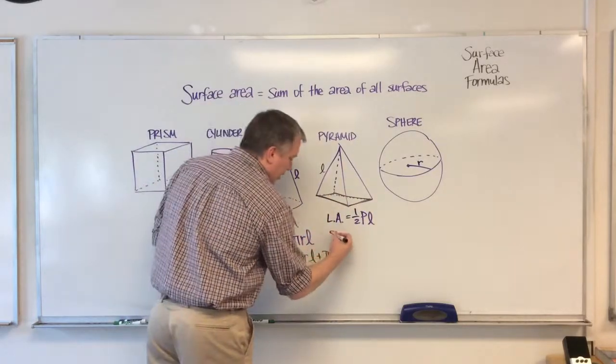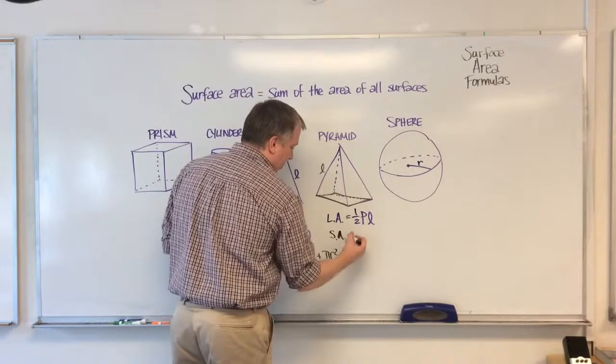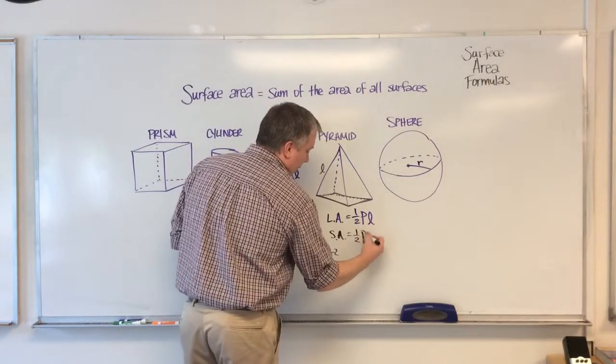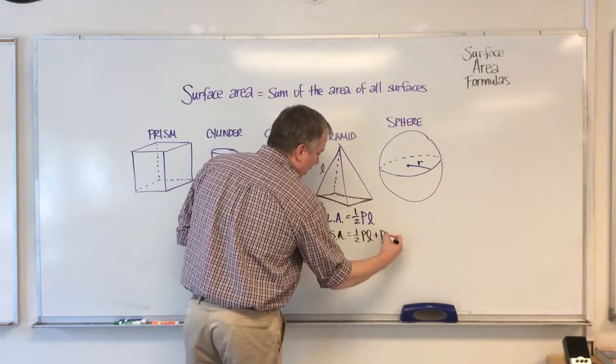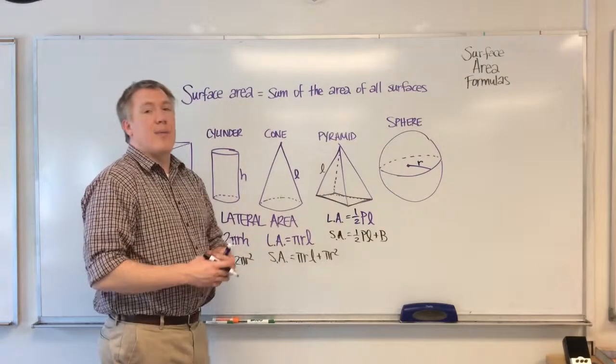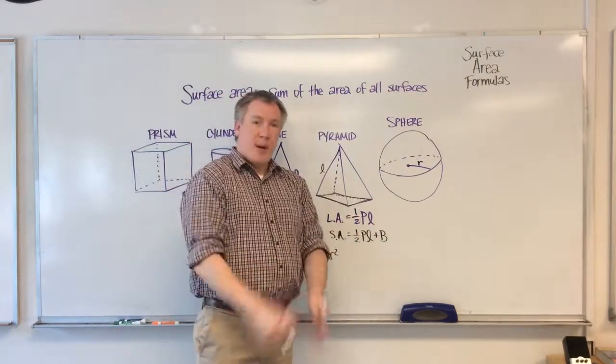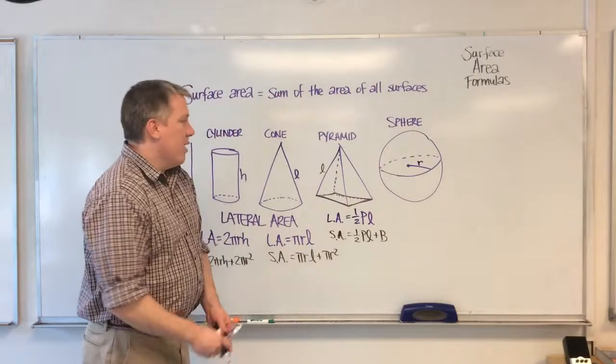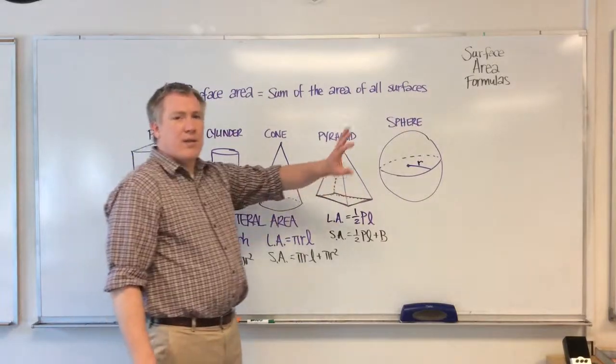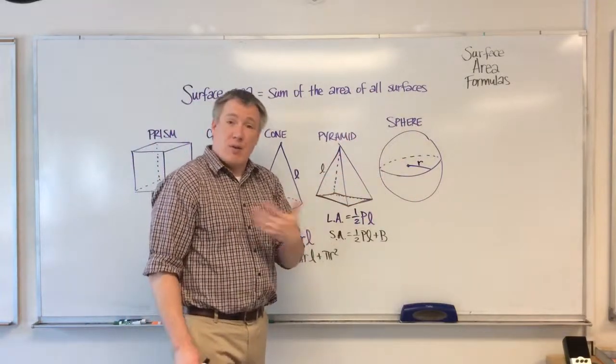The way the book writes it is like this to try to keep things simple. 1/2 perimeter times length plus capital B. And by capital B, they mean the area of the base. Okay? And then finally, a sphere has curved sides everywhere, so it really just needs its own formula.